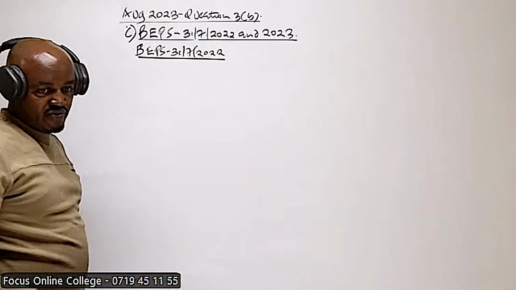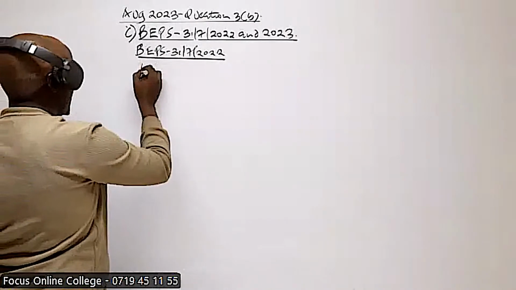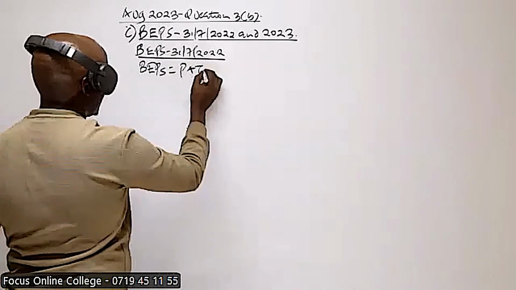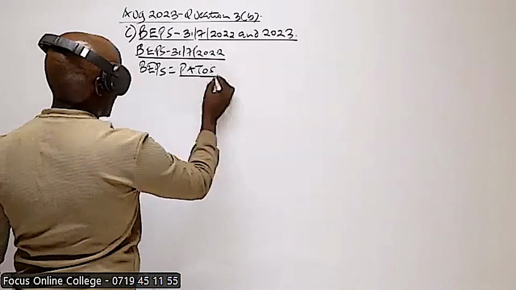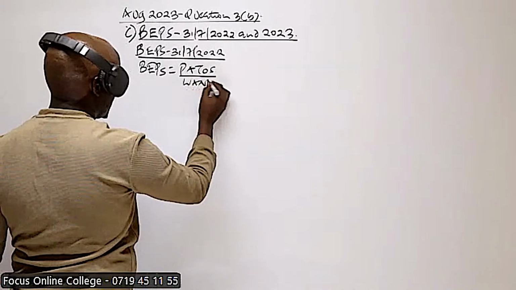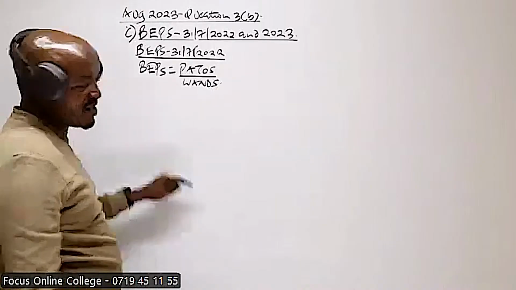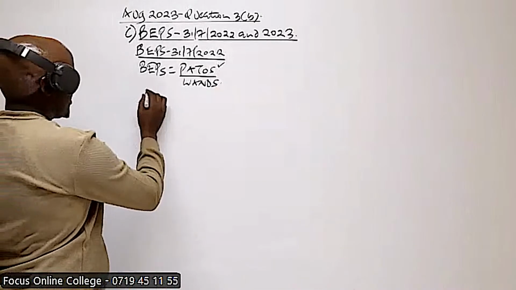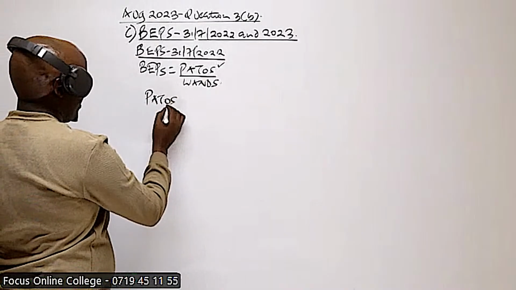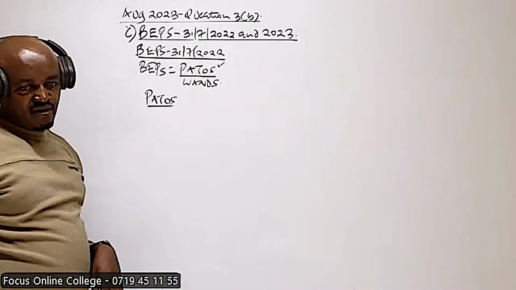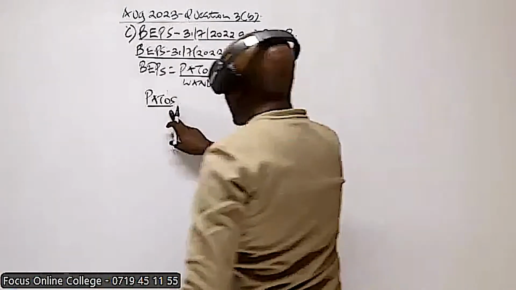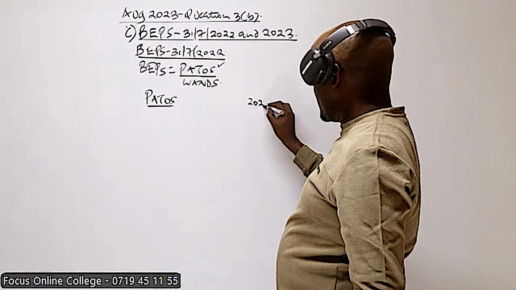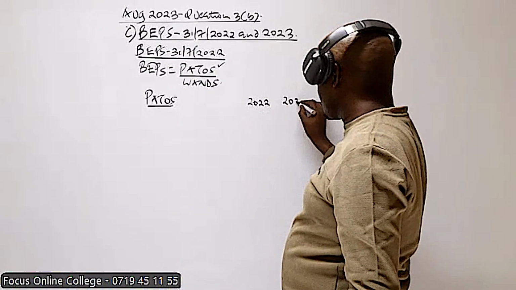Now, what do we need here? The first thing we must remember is the formula of computing the basic earnings per share, which is basically the PATOS divided by the weighted average number of ordinary shares. And basically, I want us to start by computing the PATOS. To save time, let's compute the PATOS for these 2 years, 2022 and also 2023, because the computation is just the same.